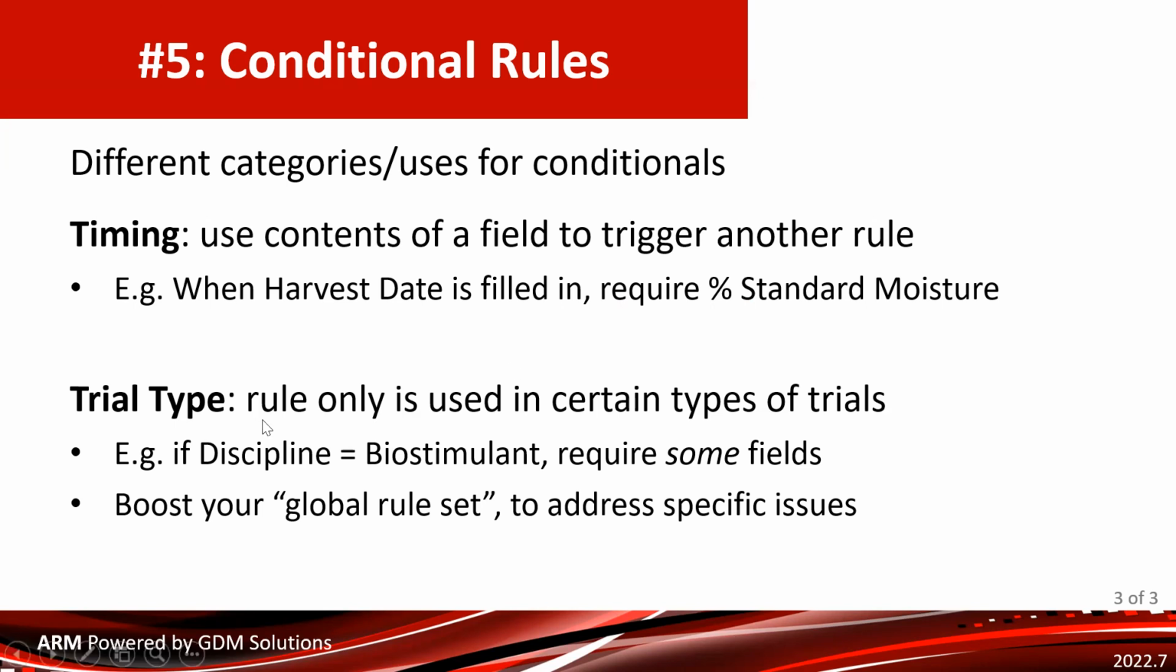Or you can at a high level decide whether or not a rule matters based on the type of trial that this is. So maybe we look at the discipline field. Would be a really good high level categorization of the type of study we're dealing with. If it's a biostimulant study, there's probably a certain set of fields that matter that maybe other trials just don't matter at all. And again, that ties into our global rule set.